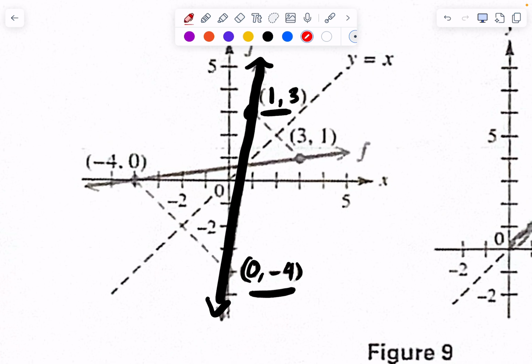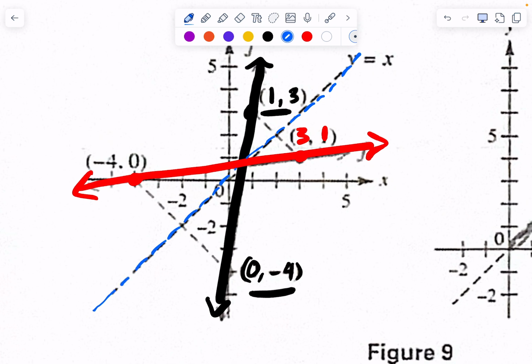Flip it. So (1, 3) becomes (3, 1). I've got this dot here. (0, -4) becomes (-4, 0). And now I have this guy. One thing that visually you should see is this dotted line. What's the name of that dotted line, by the way? y equals x, that's a linear function. He should be reflected across that line. Inverses are always reflected across that line, okay?